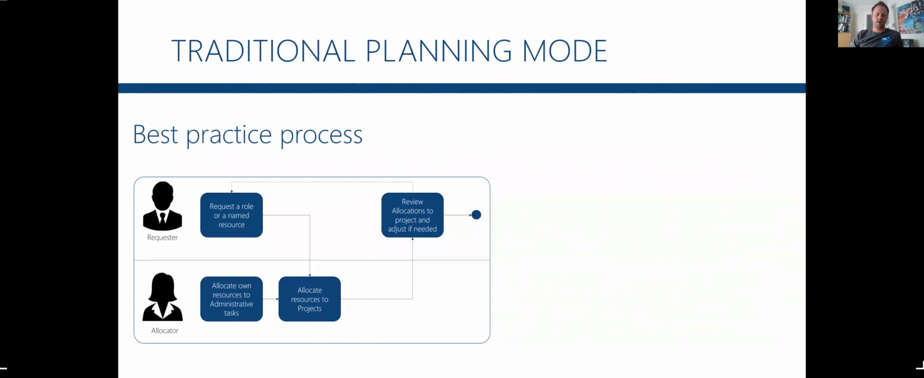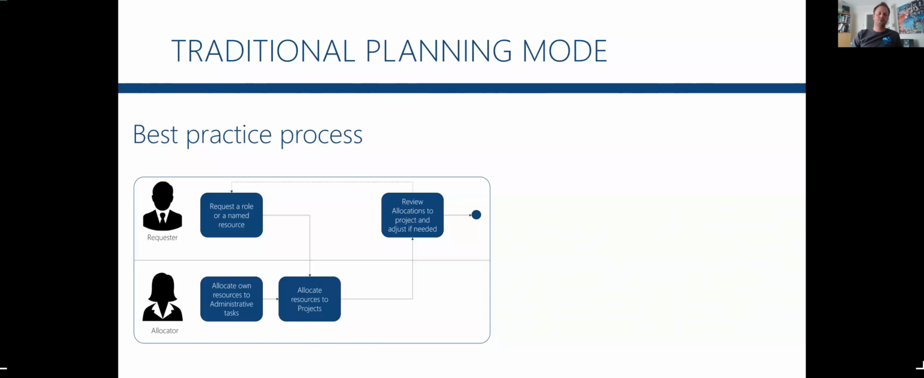It could be departmental time, absence, vacation, technical support, something that has nothing to do with projects. So the first thing is that the line manager, the allocator, needs to allocate to operational activities. And then what is left over from that will actually be available time for projects.